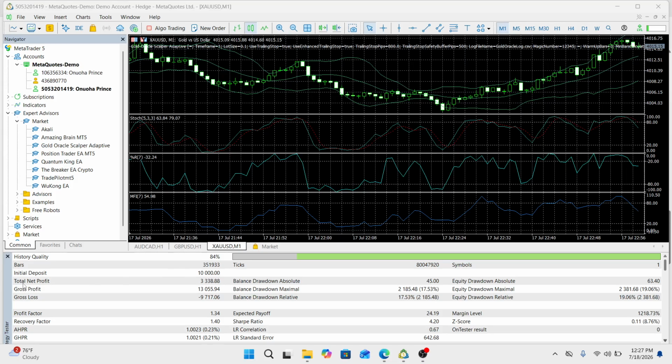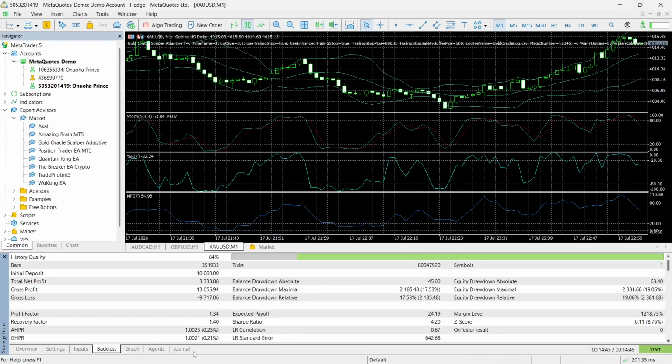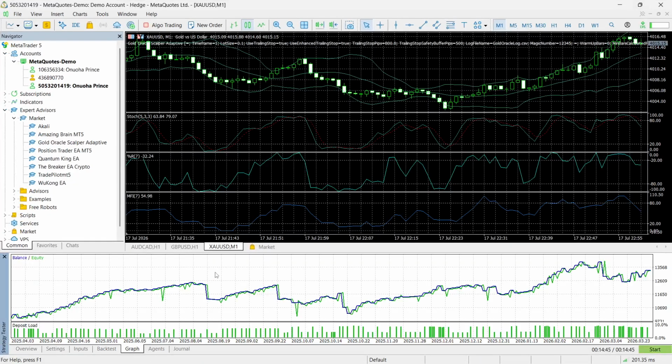Over a period of 1 year, ranging from the 1st of April 2025 to the 1st of April 2026, the total net profit was $3,338. Right, the profit factor over the period was 1.34, and the balance drawdown was 17.53%. Let's take a look at the graph as well.